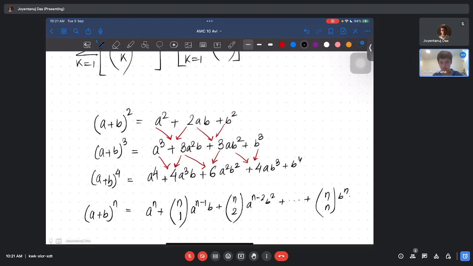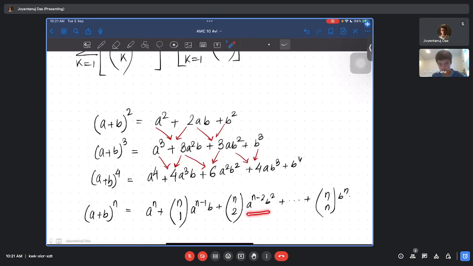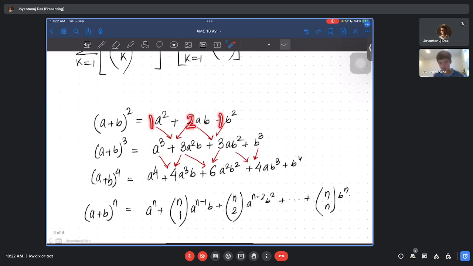Okay. So the coefficients of these terms you get by the binomial coefficients, and these are actually the terms in one row of Pascal's triangle. So this is 1 2 1, 1 3 3 1, 1 4 6 4 1. So this is a particular row of Pascal's triangle.